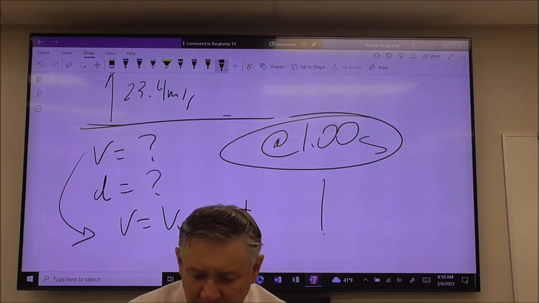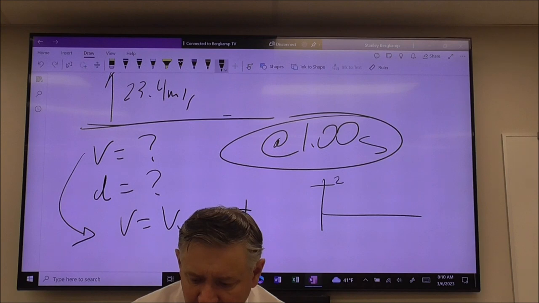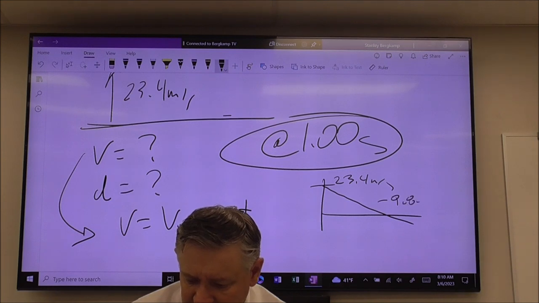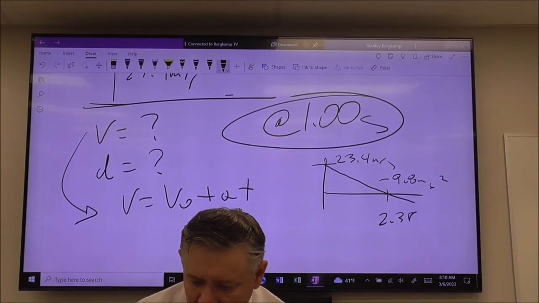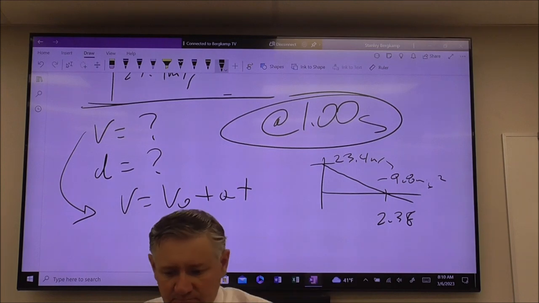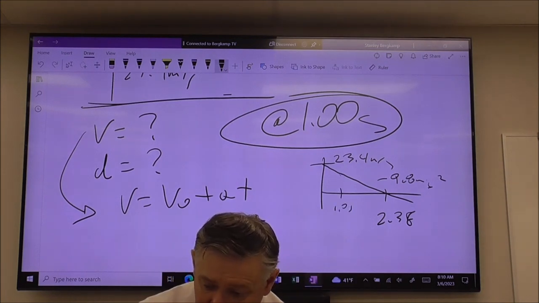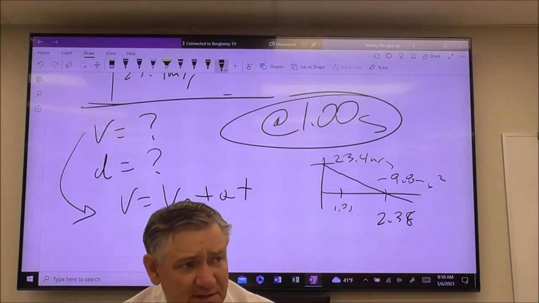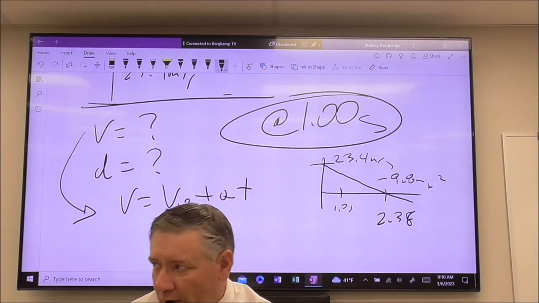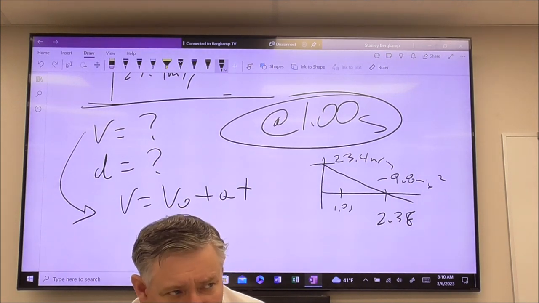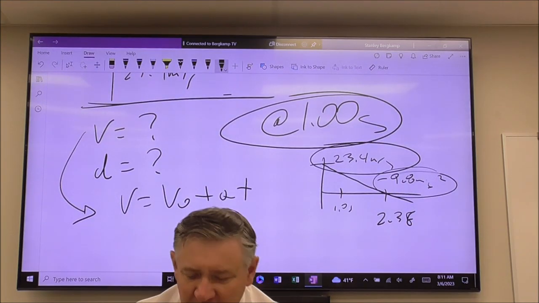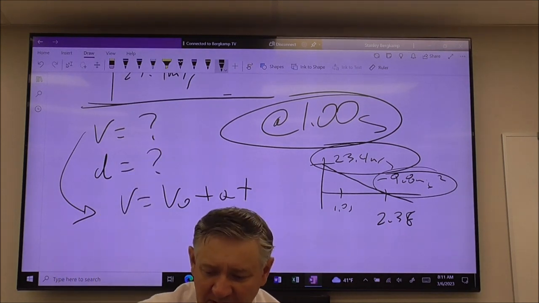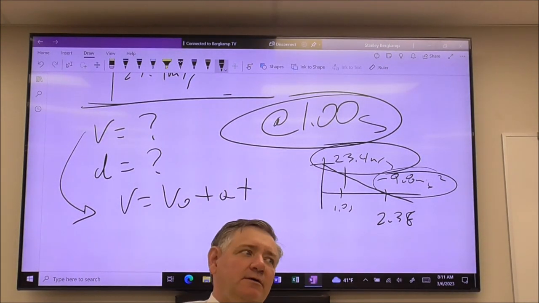If you really want to go old school and you look at a velocity-time graph, there you are at 23.4 meters per second. The slope of this line is going to be negative 9.8 meters per second squared. We know it's going to take 2.38 seconds for that velocity to cross zero. So we're trying to figure out that velocity at 1 second. Don't get wrapped up in this and go, oh, this is physics, this is hard, okay? This is slope-intercept form in a mathematical equation. Your y-intercept is 23.4 meters per second. There's the slope. You're trying to find the corresponding y-value with an x-value of 1, okay?